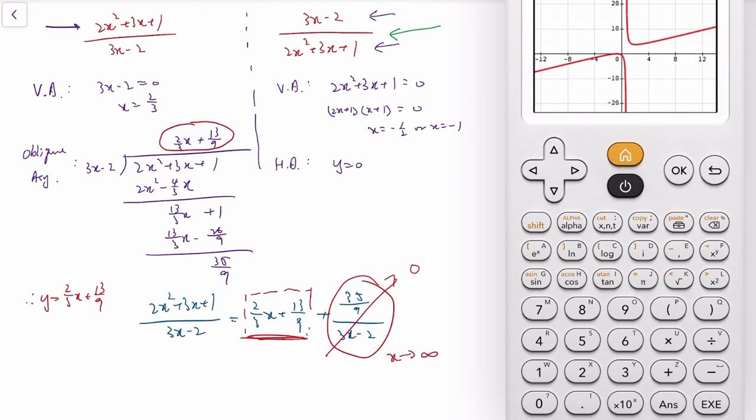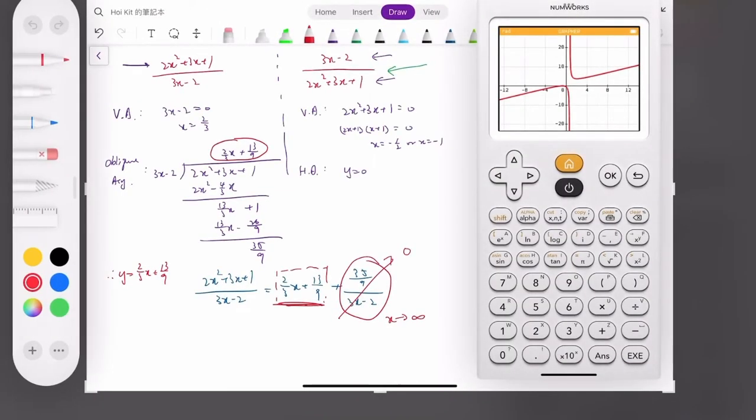Yeah, so it should be clear that there is some sort of an asymptote, like here. And that's the oblique asymptote. It should have the equation y equals 3x squared, 2 over 3x plus 13 over 9. And it should also be clear that there is a vertical asymptote here, which is x equals 2 over 3.